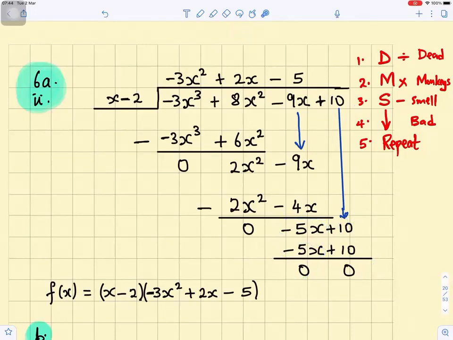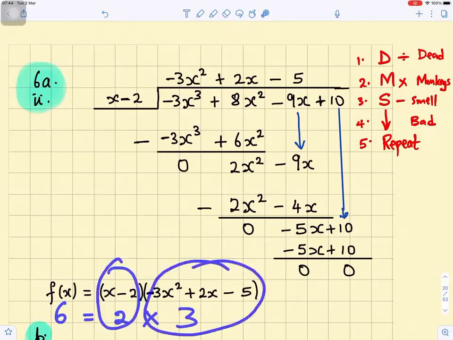So now you have the divisor, x minus 2, and the quotient, minus 3x squared plus 2x minus 5. It's like saying 6 is the same as 2 times 3. So the 2 could be the divisor and the 3 could be the quotient.